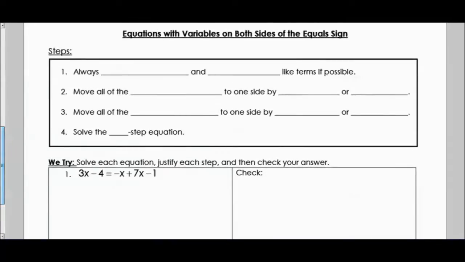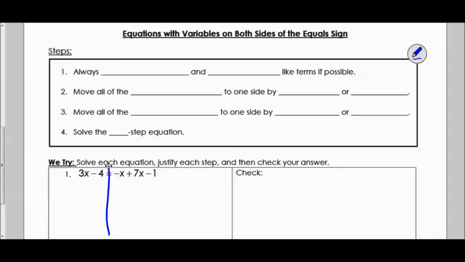So you can see what I'm talking about with variables on both sides of the equal sign. In our first example, we have 3x minus 4, and then on the right side, we have negative x plus 7x minus 1. That has a variable on the left, and actually two variables on the right side. We'll learn how to combine those in a second. Before that, we're just going to walk through the steps. I'll also walk through the steps as we do each example.